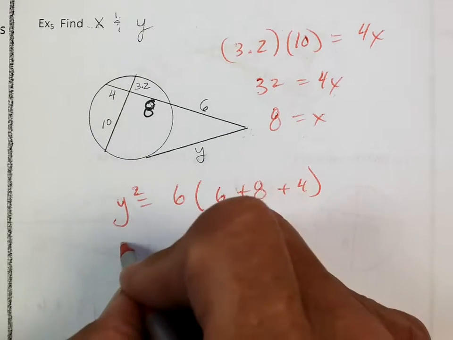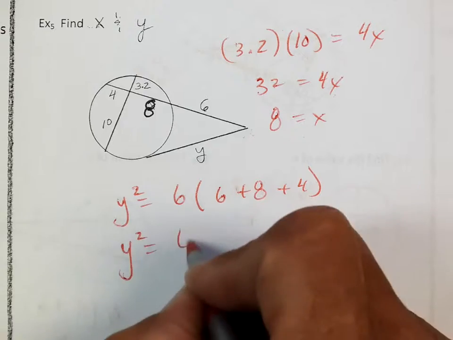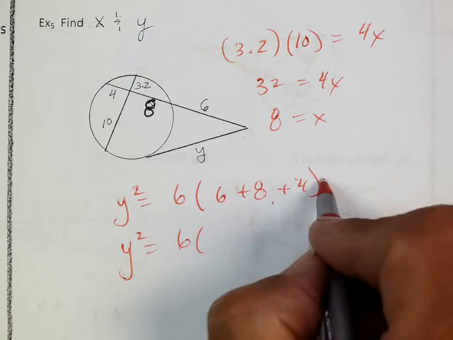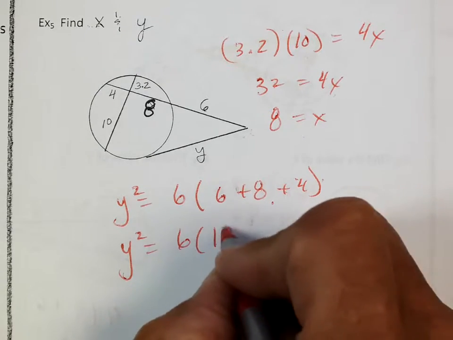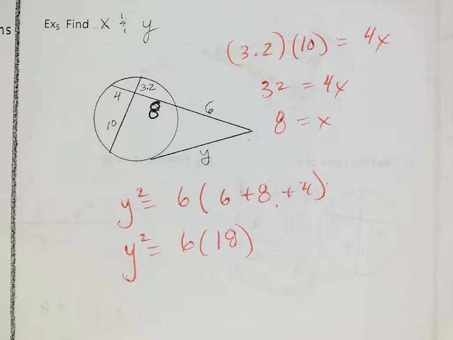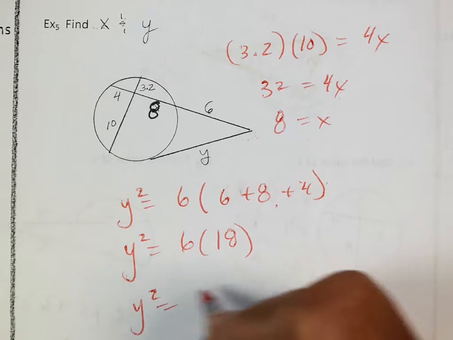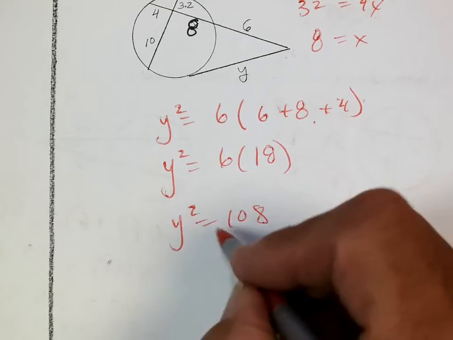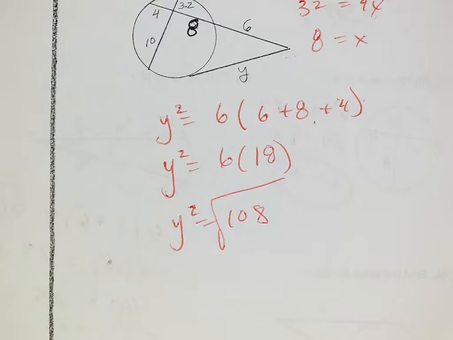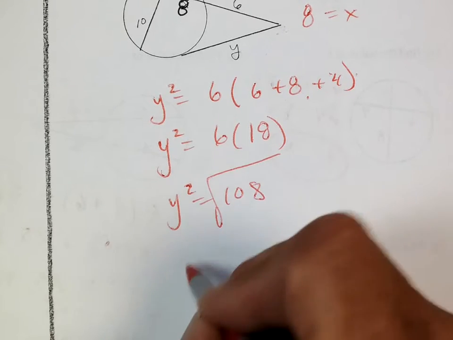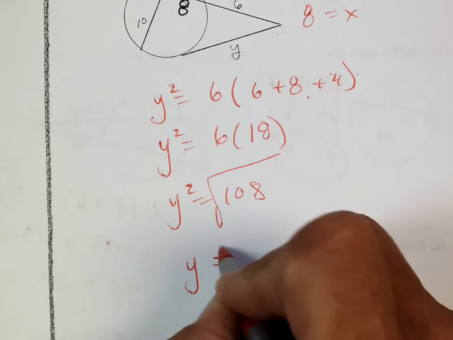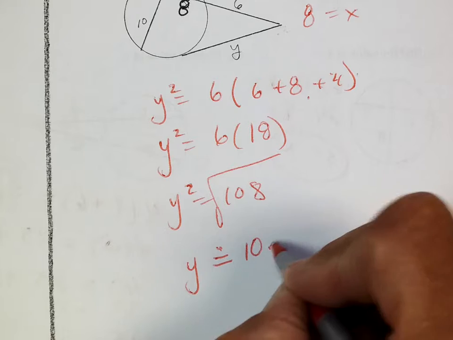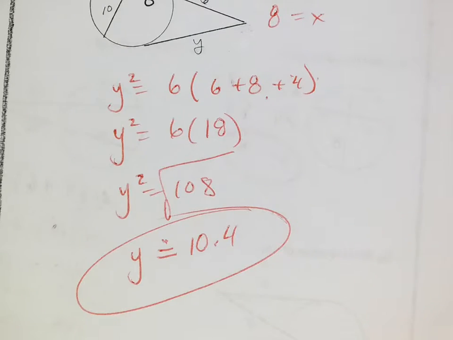Let's do a little bit of addition: 6 plus 8 plus 4 is 18. So 6 times 18, I've got y squared equals 108. The square root of 108 is about 10 point something, 10.39, or how about 10.4. So y is approximately equal to 10.4. Does that seem pretty easy?